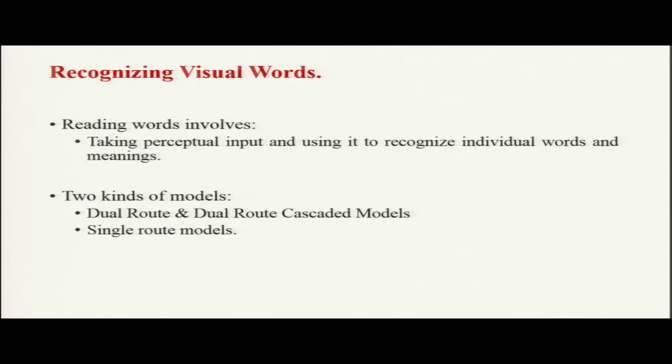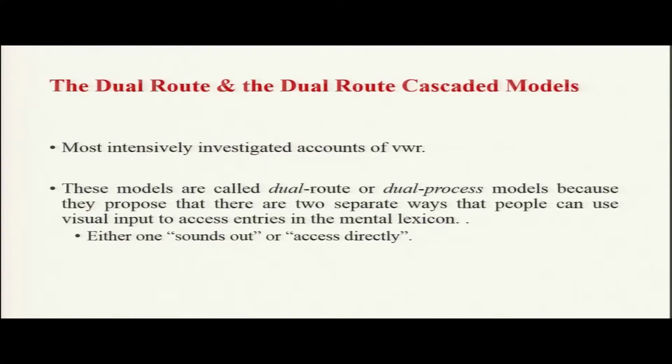Now reading a word involves taking the perceptual input, that is the visual impression of the word, and using it to recognize individual words and from that move to lexical access and understanding word meaning. There are two kinds of models that have been generically proposed with respect to how people accomplish word recognition: the dual route and dual route cascaded models, and then the single route models, which are more from the machine learning neural networks domain. So let us look at the models.